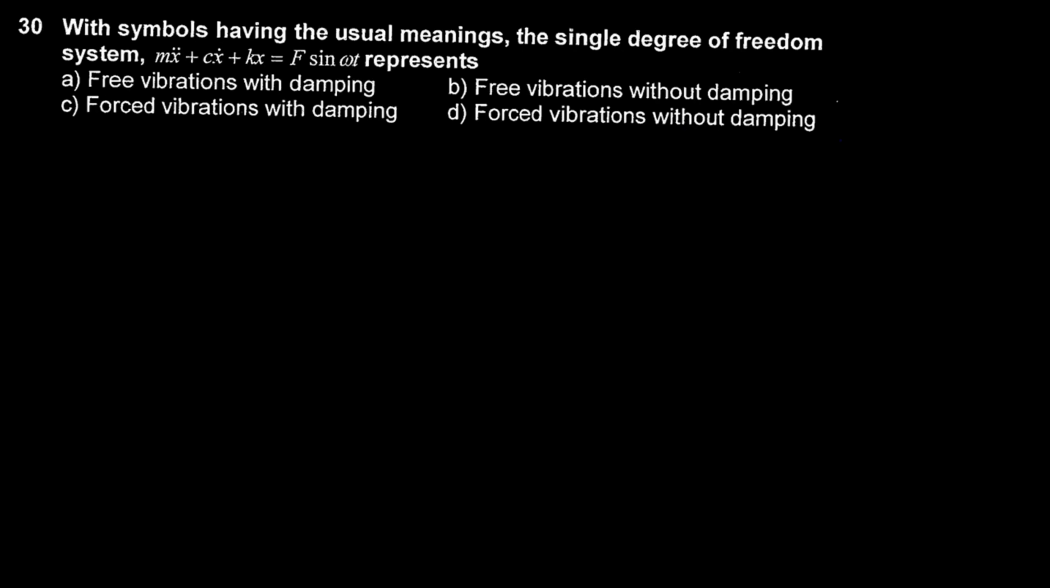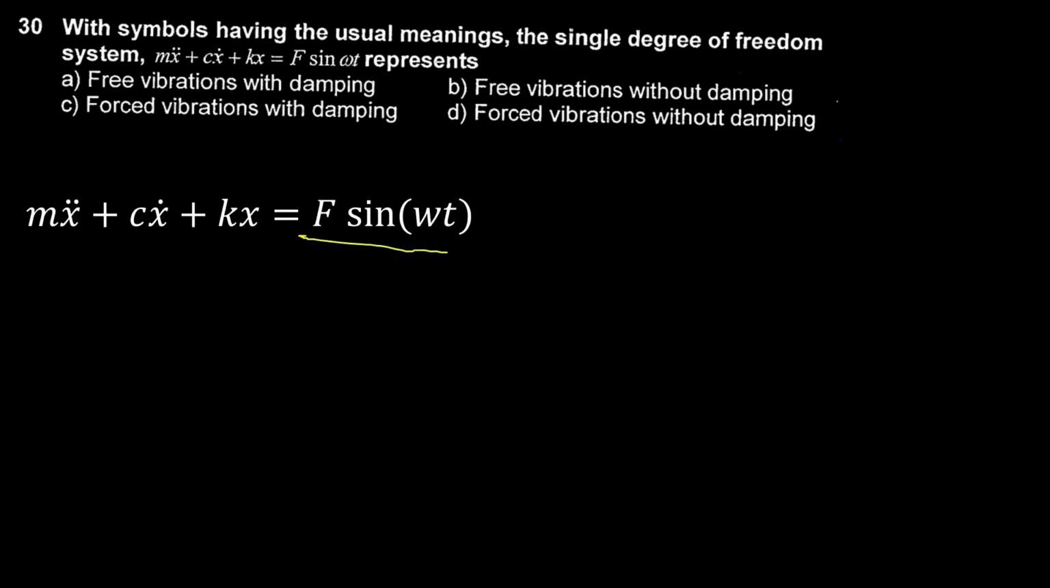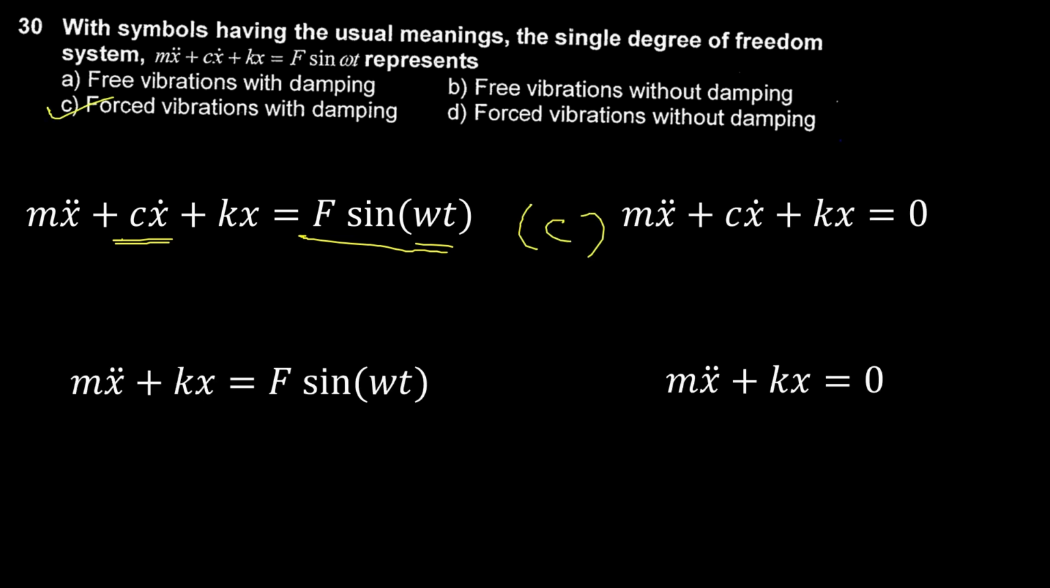Next question. With the symbols having the usual meanings, the single degree of freedom system mx double dot plus cx dot plus kx equals f sin omega t represents. The given equation consists of the external force term f sin omega t and the damping term cx dot. So it represents forced vibration with damping. Option C is the correct answer. If we further reduce this equation like this, mx double dot plus cx dot plus kx equals 0, here there is no external force term, so it represents free vibration with damping.